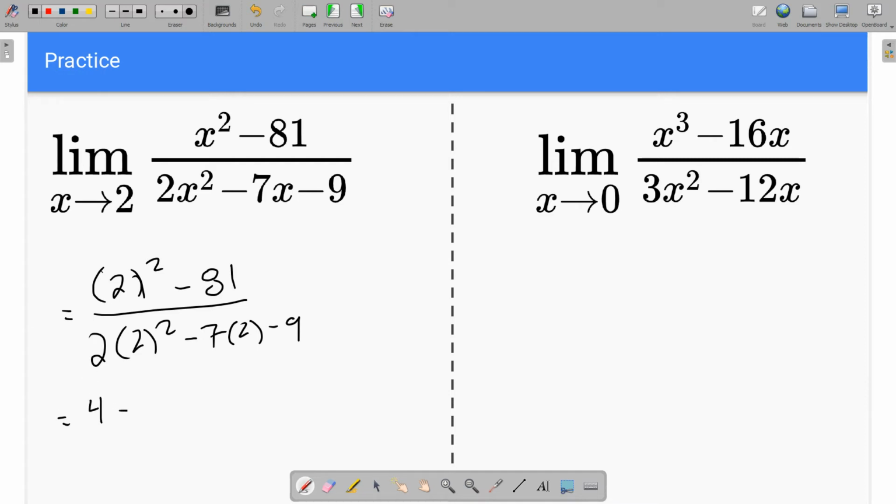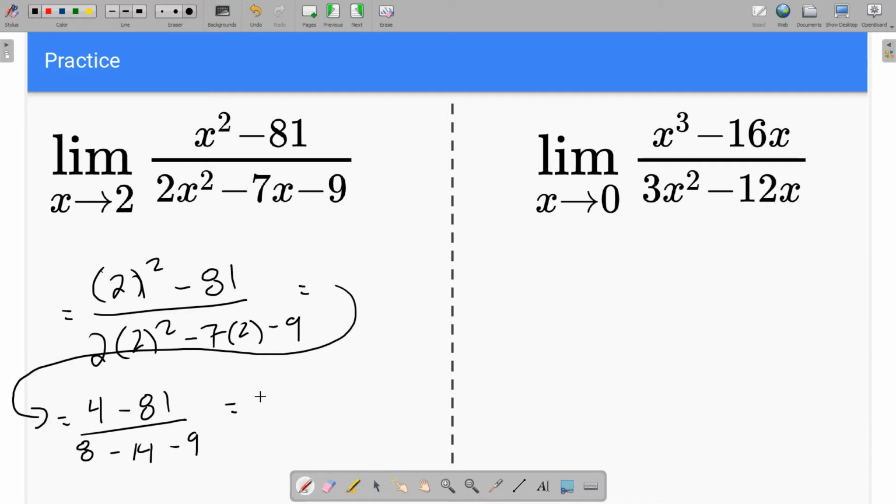So this is just going to be 4 minus 81 all over 8 minus 14 minus 9. And that would, by the way, have an equal sign here, and we always want to have stuff on either side of our equal sign. So 4 minus 81 is negative 77, all over 8 minus 14 is negative 6, and negative 6 minus 9 is going to be negative 15. And so 77 over 15 can't be simplified or anything. So that's nice and easy. We can just leave it as is.